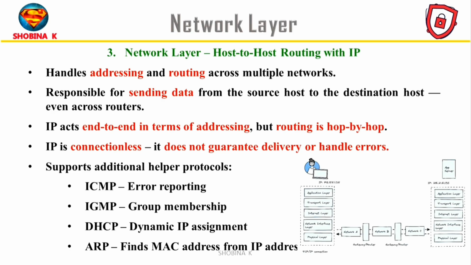ICMP is used for reporting routing issues. IGMP is used for managing multicast groups. DHCP is for assigning network addresses. And ARP for finding link layer addresses.